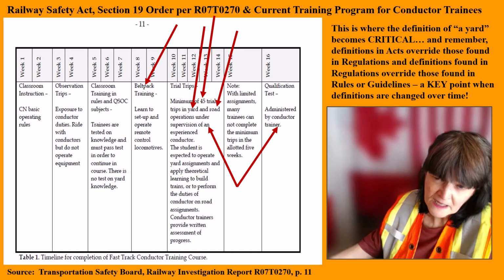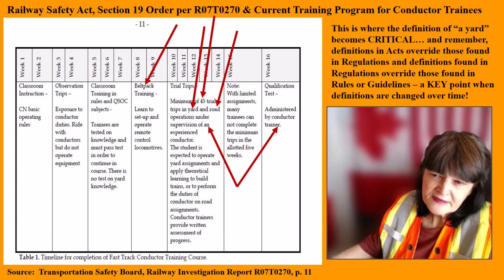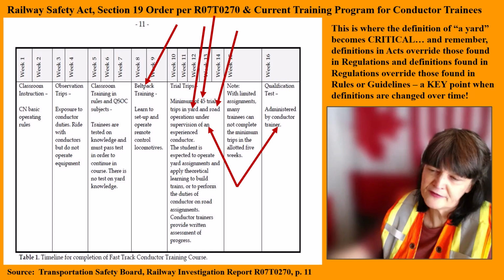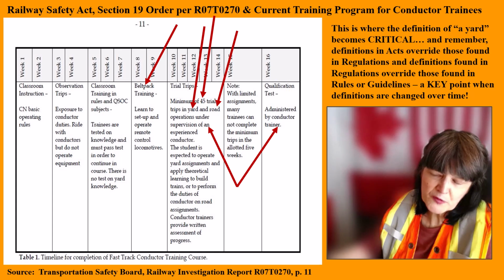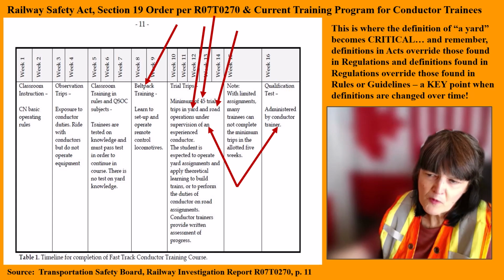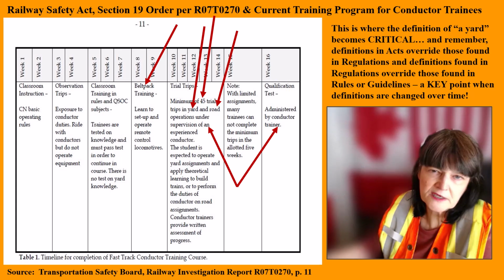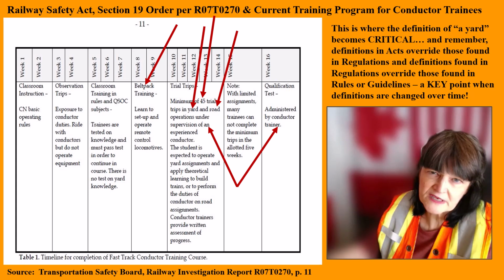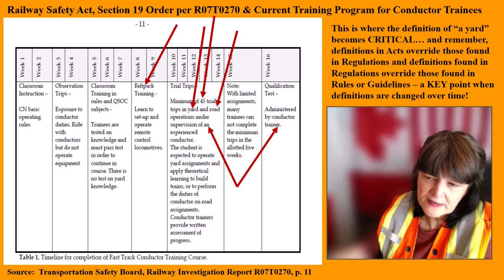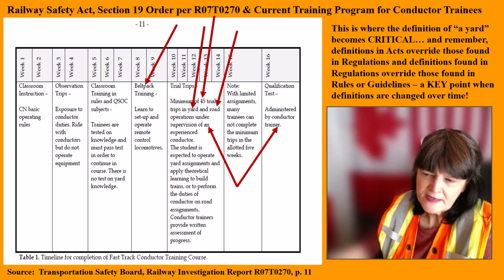So you get in weeks 1 and 2 your classroom instructions. Then your observation trips are supposed to be weeks 3 and 4, and there are huge issues with those two. Then weeks 5, 6, and 7, you're supposed to be back in the classroom for more on the qualification standards for operating crews, which was basically the Canadian rail operating rules. It's been replaced by other terms like the Canadian rail operating rules and whatever. So here trainees are tested on knowledge and must pass a test in order to continue in the course.